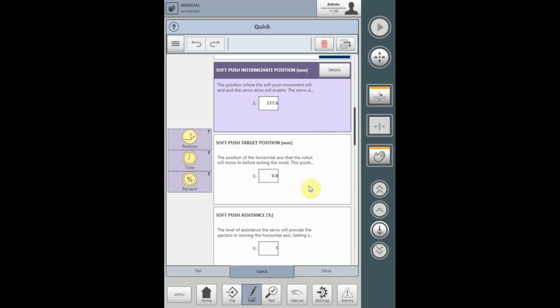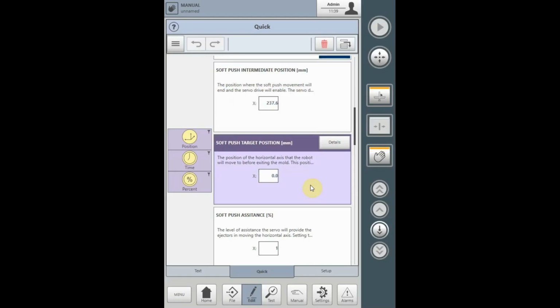Next, select the soft push target position. This is the position of the horizontal axes that the robot will move to at a set Vmax speed before exiting the mold. The target position must be a 20 millimeter difference from the intermediate position in the direction that the axis was pushed. This will allow for a braking distance value.